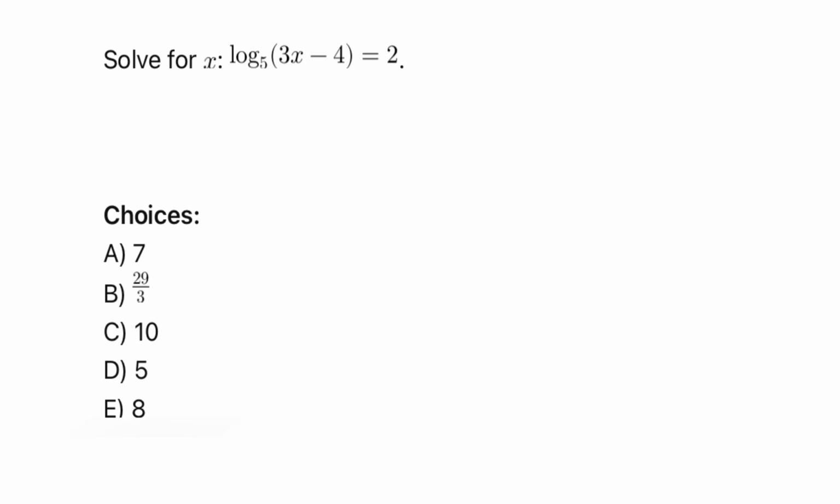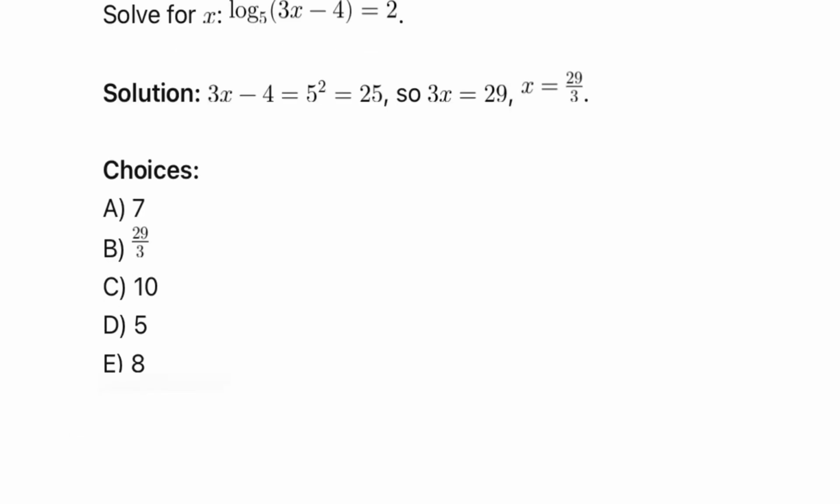Now, 30 seconds may not have been enough time for you to figure this out. Let's take a look. The first step is 3x minus 4 equals 5, the base, to the 2nd power, which is 25. So now our problem is 3x equals 29. Add the 4 to the 25 and get 29. So now all we have to do is divide the 29 by 3 and get x is equal to 29 over 3, making B the correct answer.